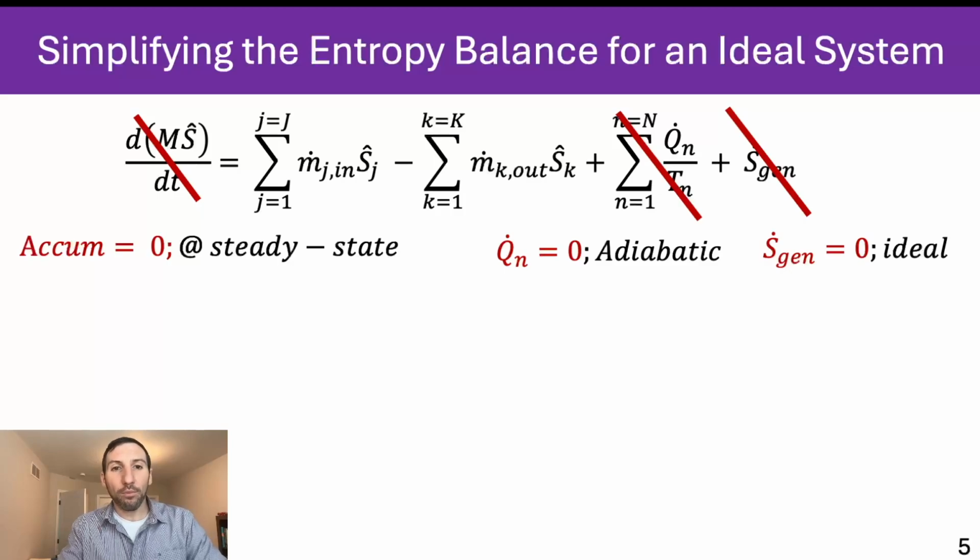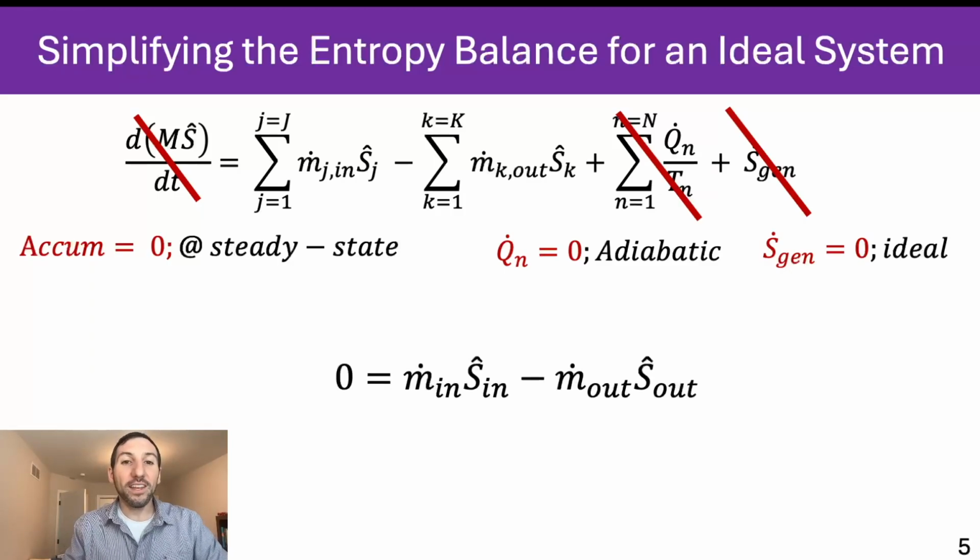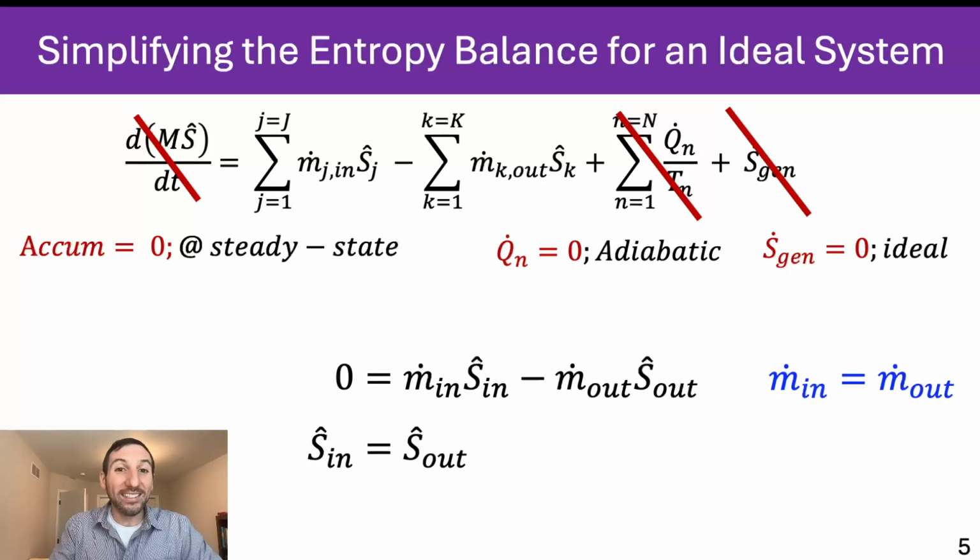So now if we bring everything down, we're going to have the entropy contributions for my inlet stream minus the entropy contributions of my outlet stream are going to equal 0. And as a reminder, I only have one stream entering and one stream exiting my turbine. Therefore, my m dot in is going to equal m dot out. And so I can just divide out by m dot. And that's going to leave me with S in equals S out. And that's specific entropy.